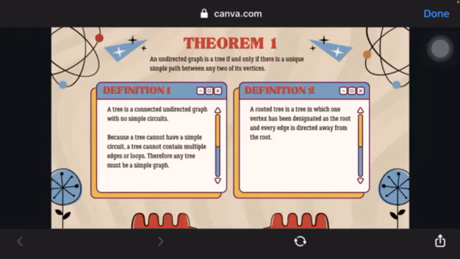So, Definition 2. A rooted tree is a tree in which one vertex has been designated as the root and every edge is directed away from it. Like I said earlier, it only has one root and all of its edges are directed away from the root, so it cannot loop back to the root.